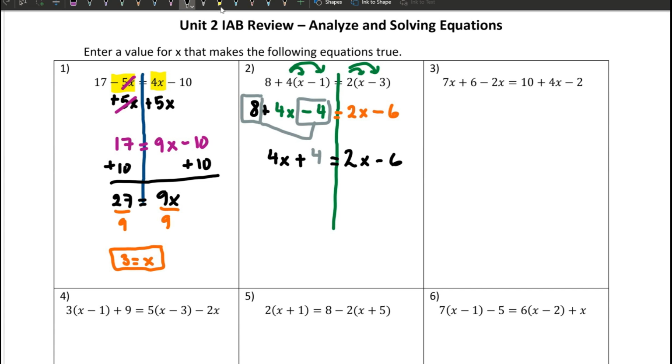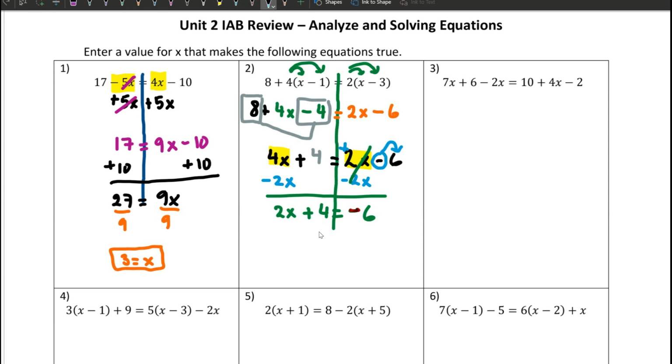Now this goes back to the previous scenario, when you have the variable on both sides, which means we have to bring one of them to the other side. So I'm going to subtract 2x on both sides, because the 2x here is positive. The negative sign belongs to the 6, not the 2x. So subtract 2x from both sides. That gives us 4x minus 2x, which is 2x, plus 4 equal to 2x minus 2x, which is gone. Bring down the negative 6. That is the second common mistake: students may forget to bring down the negative sign. So be careful on that.